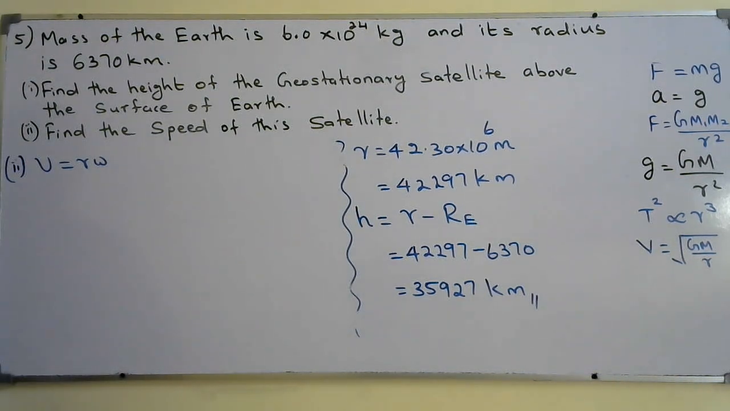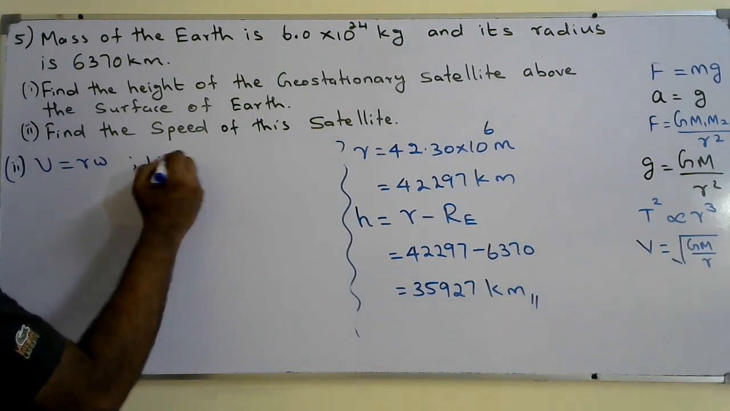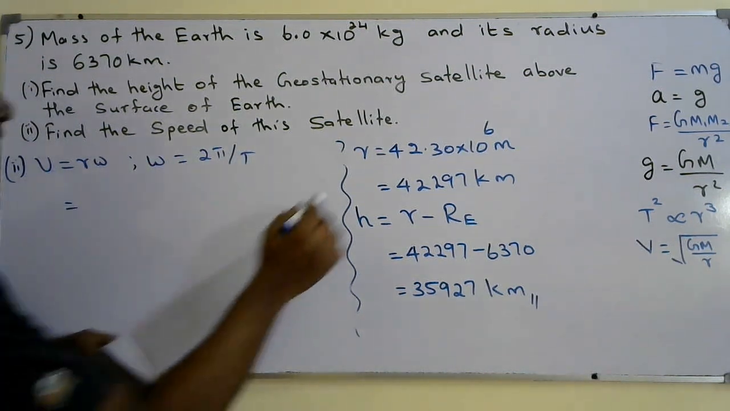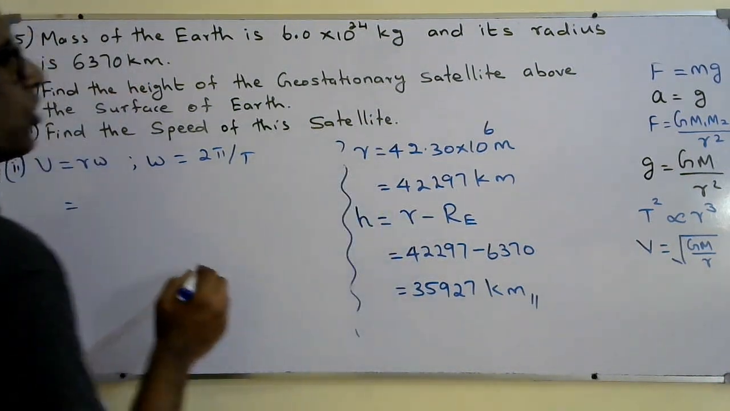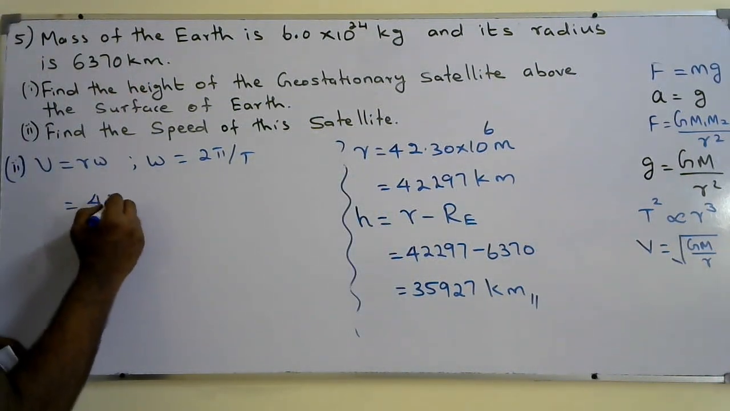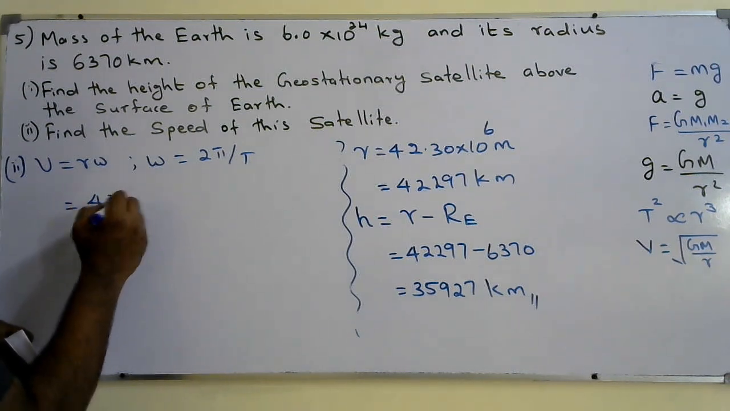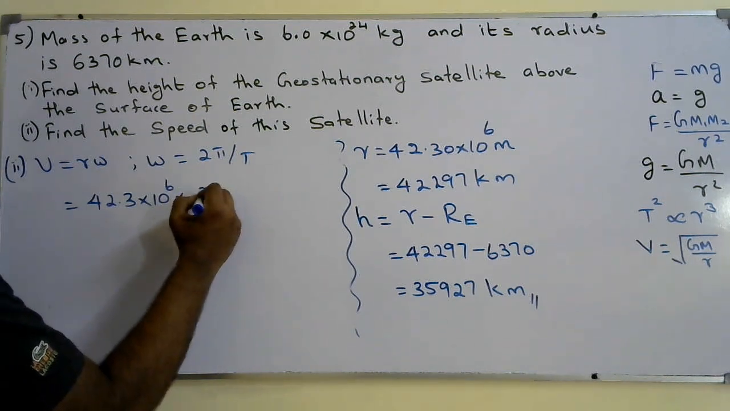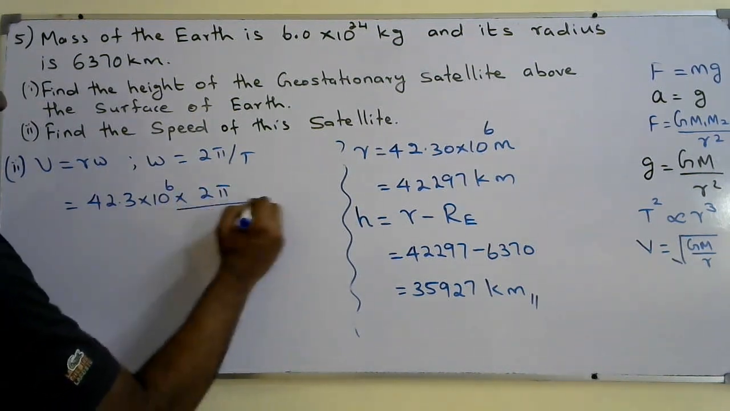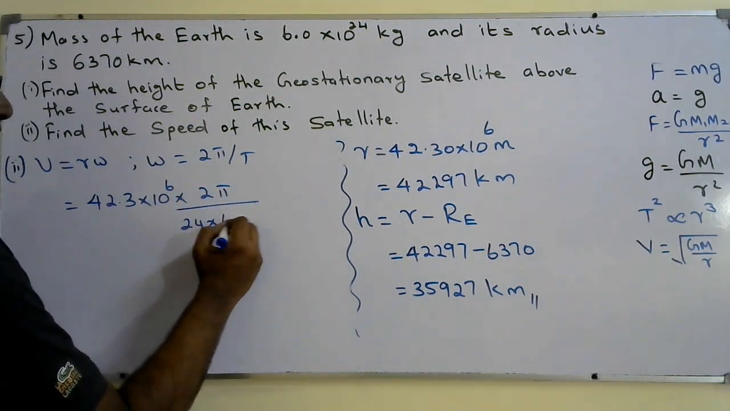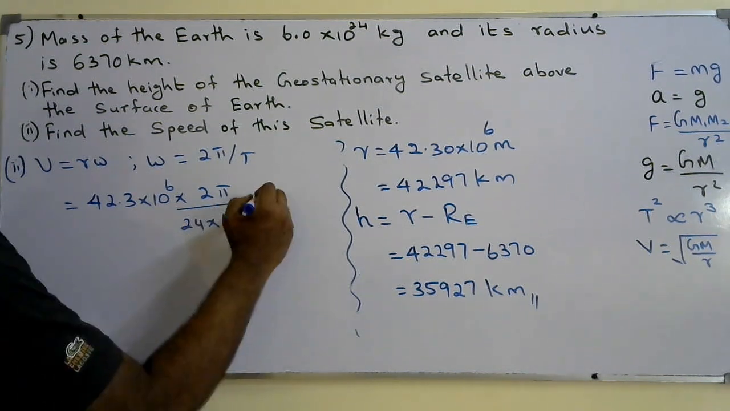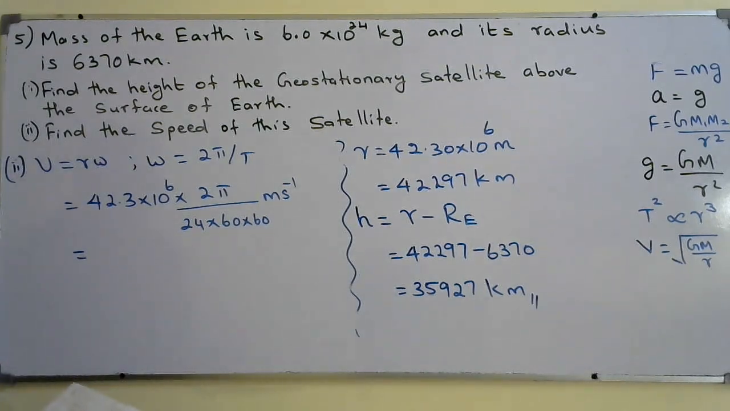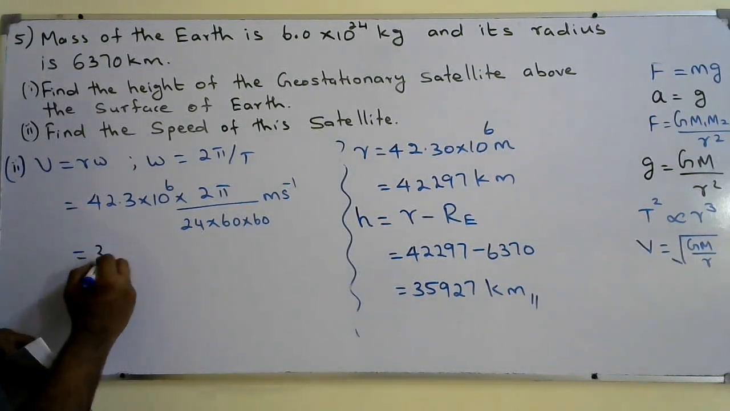Okay, so v equal r omega. Omega equal 2 pi over t. We can use that equation. So r, we found it here, 42.30 into 10 to the power 6. Omega is 2 pi over t. T is 24 hours, so 24 into 60 into 60. So this much of meter per second. Solve it. We will get the speed which is 3076 meter per second.